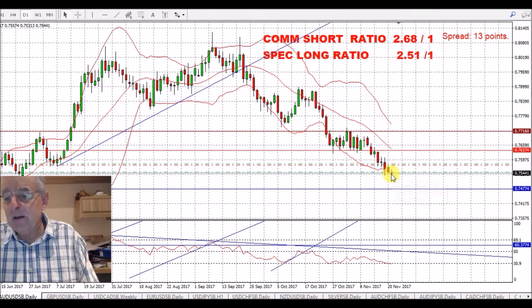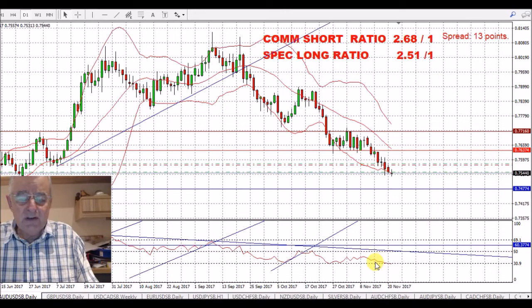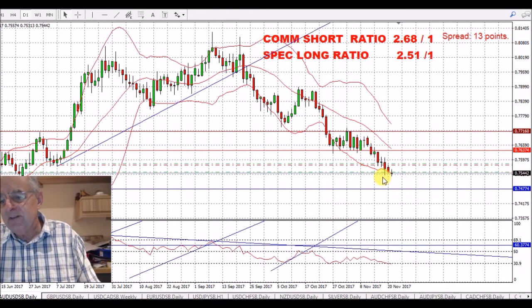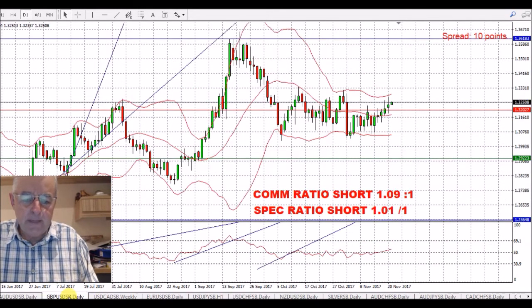We haven't really seen a big movement in the Australian dollar, and we are just below the 30.9. We're about 30.7 at the moment. So we'll wait and see what happens with that. I was expecting a bit of a pullback, but nothing's actually happening at the moment. It's just sort of hanging about here on support.